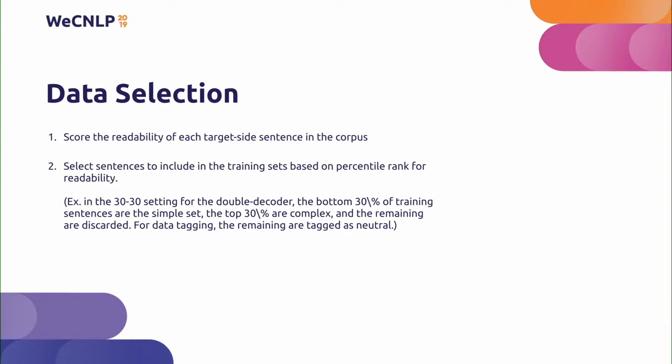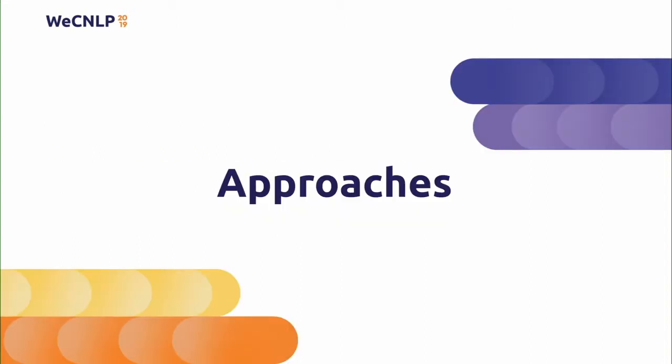So for our data selection, we first score the target side sentence readability in the corpus. We then select sentences to include in our training data based on the percentile rank for readability. So you'll see we have a 30-30 setting, we call it. This means that we have scored the entire corpus for readability. We've assigned the bottom 30% to be our low complexity set, and we've assigned the top 30% to be our high complexity set. And then depending on the setting, we might use the data in the middle.